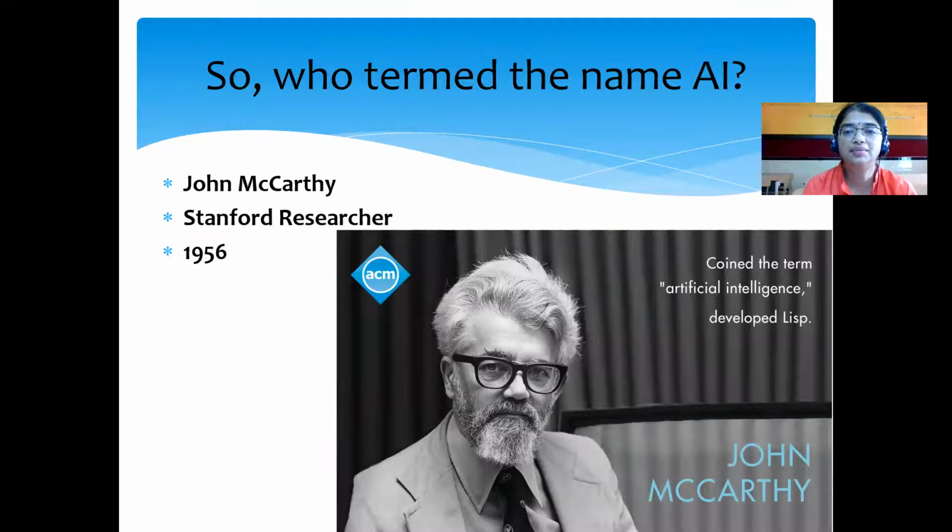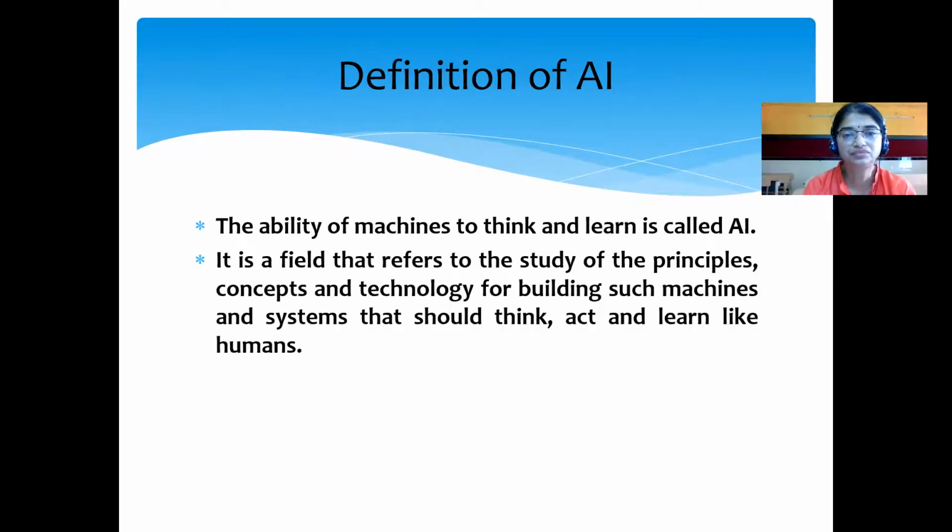Now, who coined the name AI? We have to know who coined the name. John McCarthy was a great person, a researcher and mathematician, who coined the term artificial intelligence. He was a researcher at Stanford University, in the year 1956. You can see his picture. He is a great person for all of us because he gave the name artificial intelligence. So he defined AI in the following way.